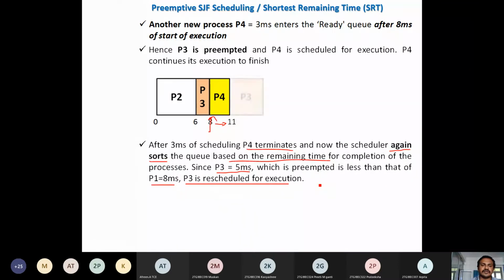So we can observe here P3 is rescheduled for execution for the remaining time period. It is going to start its execution at the 11th millisecond and complete its process at the 16th millisecond. After the 16th millisecond, P1 is scheduled for execution and completes its task at the 24th millisecond. That is an overall duration of 8 milliseconds. Okay.